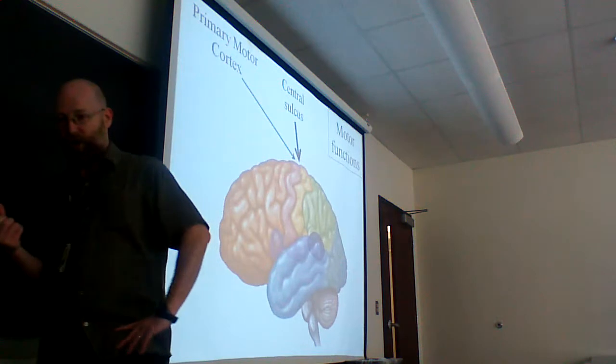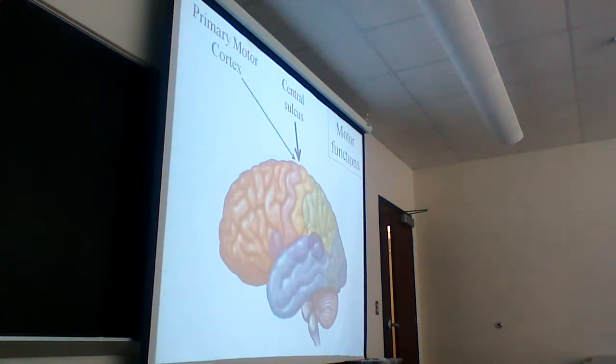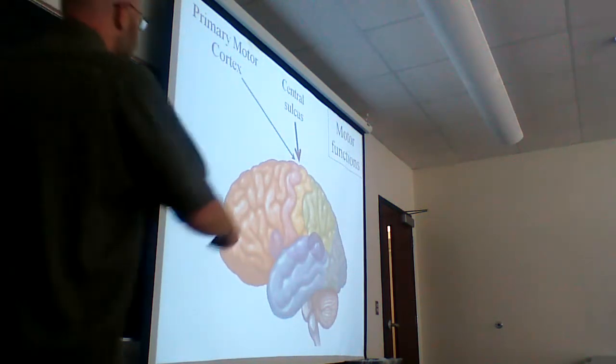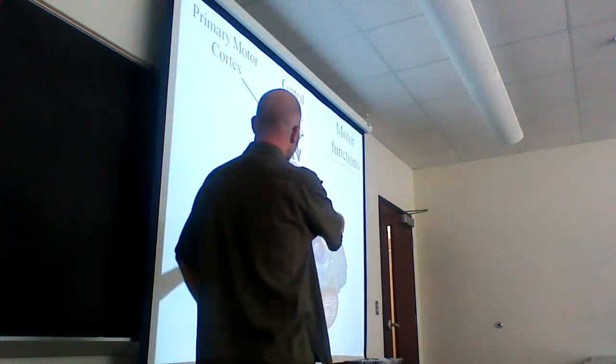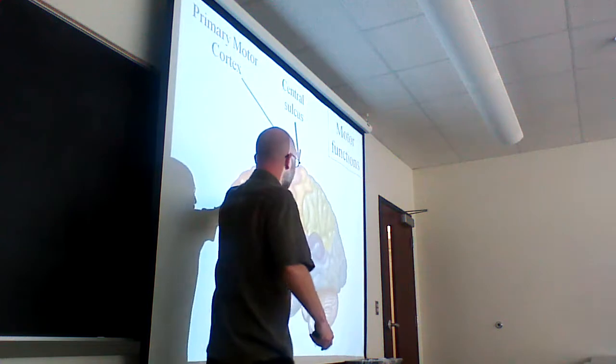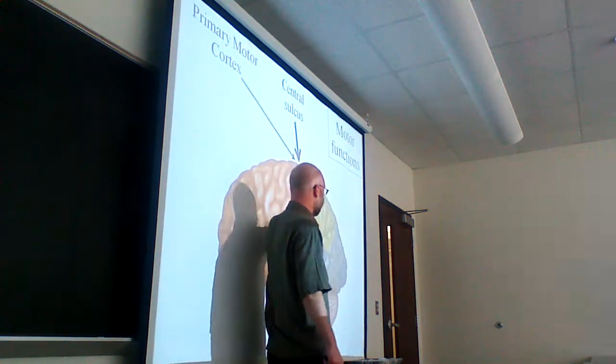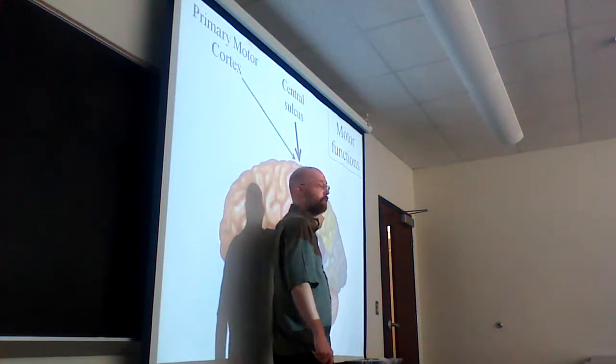You can call them either by their actual anatomical name, which is the precentral gyrus or the postcentral gyrus, named for their location relative to the central sulcus. So this is the precentral gyrus. It's part of the frontal lobe. This is the postcentral gyrus. It's part of the parietal lobe.